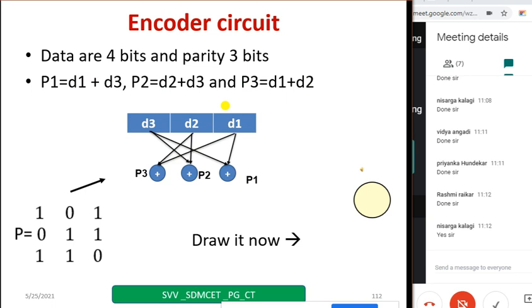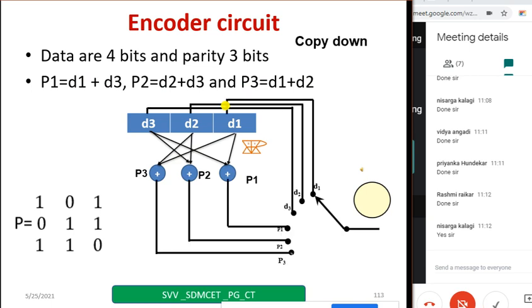Then I have to have a rotary switch for this, and write down D1, D2, D3, P1, P2, P3, or you can say C1, C2, C3, C4, C5, C6. Draw it neatly, copy down this and try to understand. 4 members have copied already. I think Shankarananda may be copying. Let him take another few seconds.